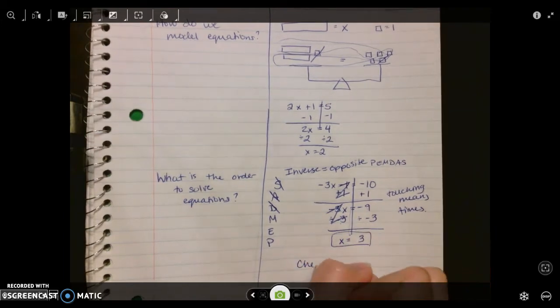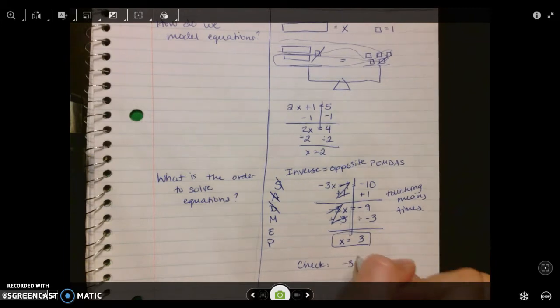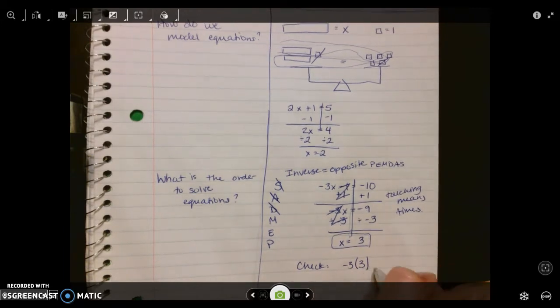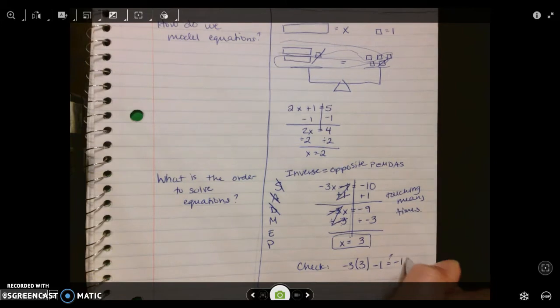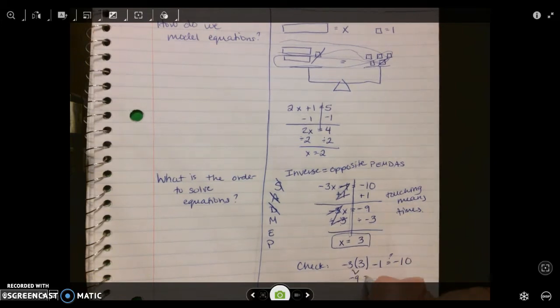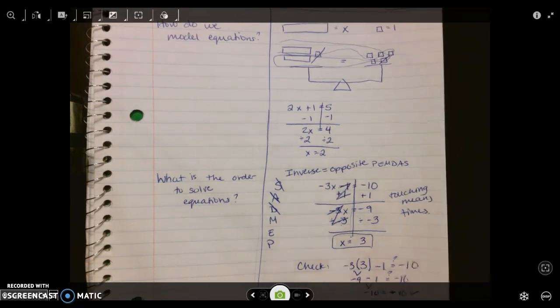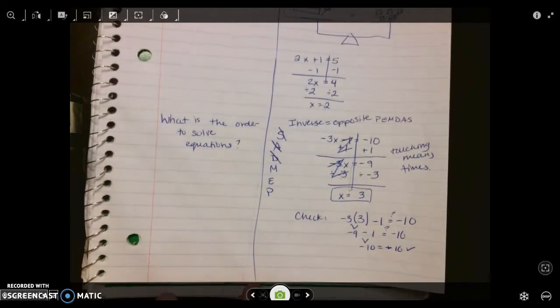And then what you do is you always check. So -3 times 3 minus 1, does that equal -10? That's going to give you -9 minus 1, that's going to equal -10, -10. We're good to go. And I'll show you my checking down there too.